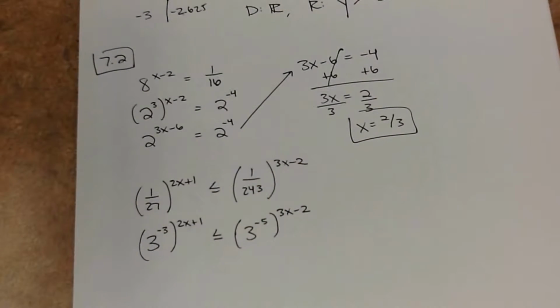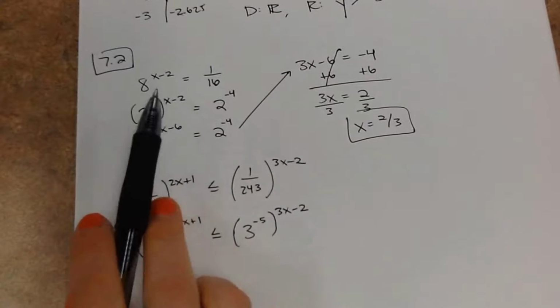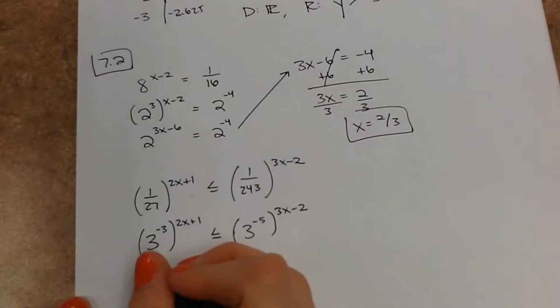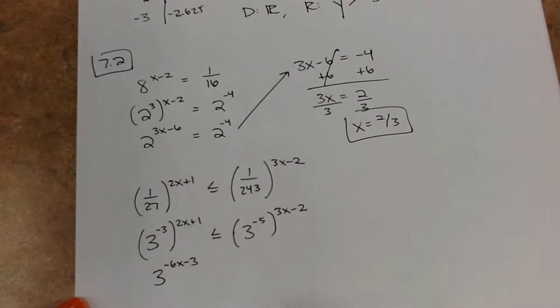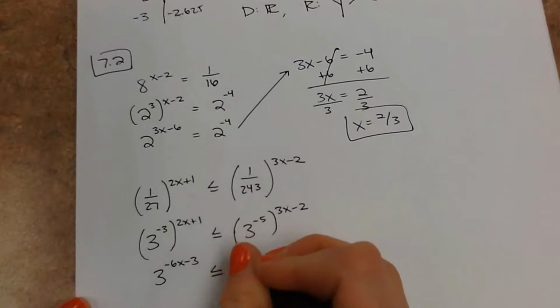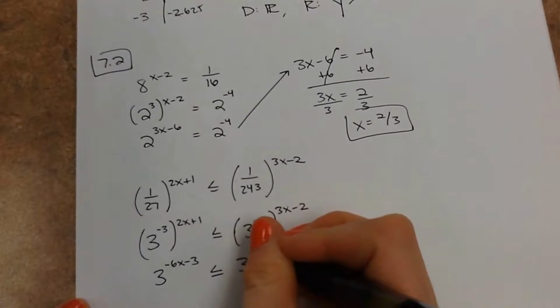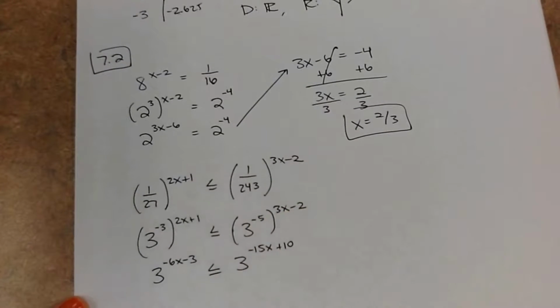Okay, then same next step as up above. See here where I distributed the 3. It's exactly what I'm going to do here. I'm going to distribute this negative 3, and I'll get negative 6x minus 3 for this power. Then here I'm going to distribute the negative 5, and I'll get negative 15x plus 10 for this power.